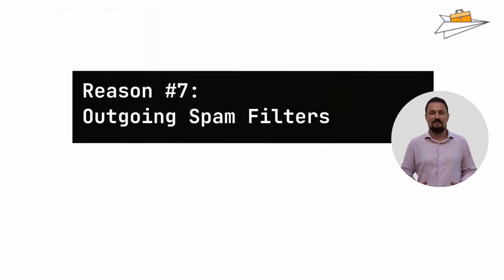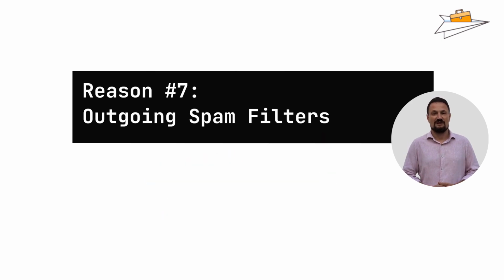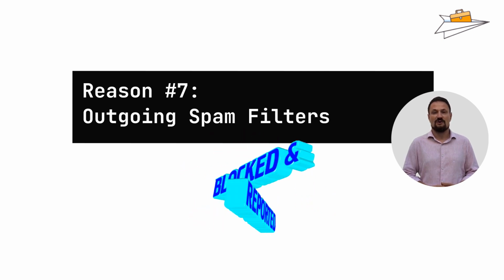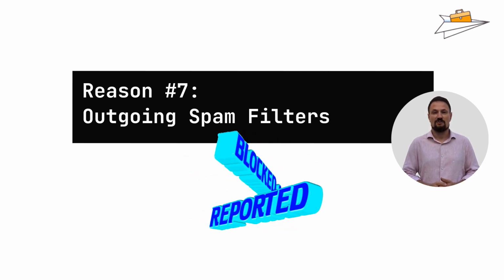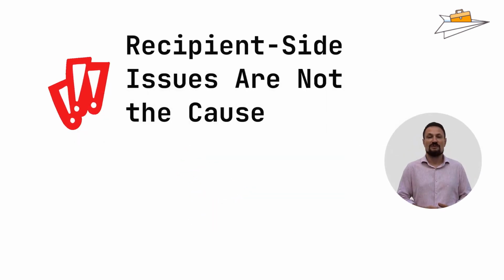Reason number 7, outgoing spam filters. Some SMTP servers have spam filters for outgoing mail too. If your email gets flagged internally before it even leaves the server, it might be blocked right there. So if nothing else seems wrong, it's worth contacting support to check whether the outbound spam filter settings are getting in the way.